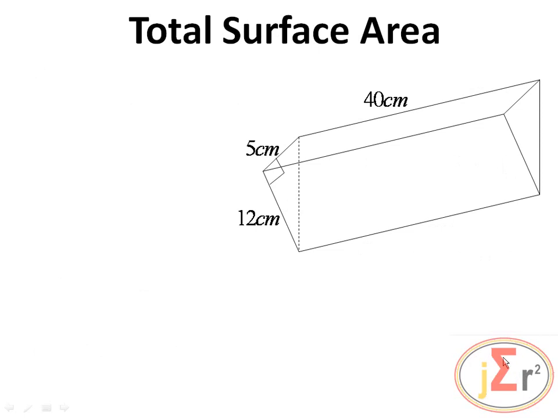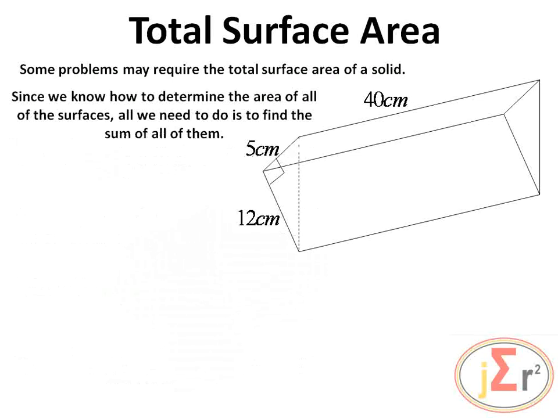Very good. So the total surface area, that's what we're going to look at now, because that's what is sometimes required in our examinations. Some problems may require the total surface area of a solid. Since we know how to determine the area of all of the sides, all we need to do is find the sum of them. If we can find the area of all the sides, we just add the areas, and then we'll find the total surface area.